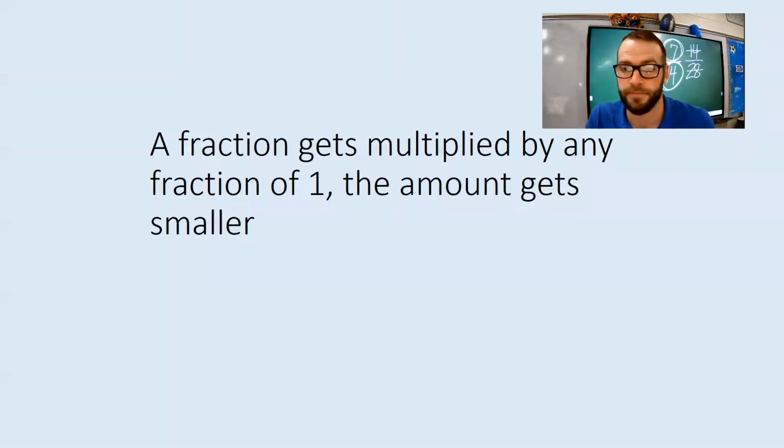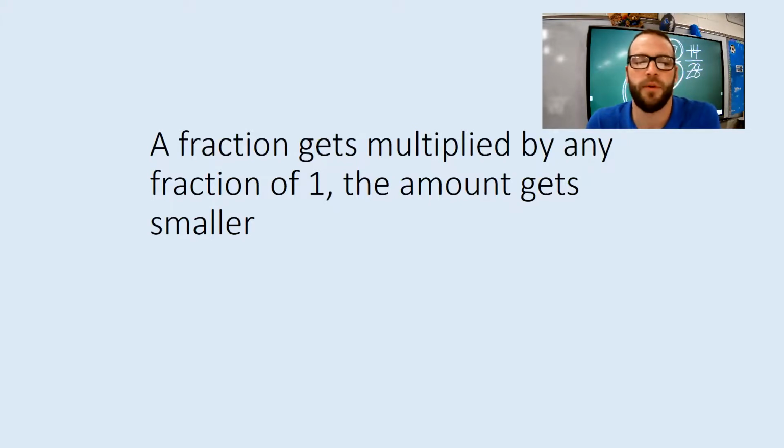Because no matter what I am, no matter what the amount is, it could be barely smaller than 1. It's still, whatever I was, I'm still going to get a tiny bit smaller. Okay? You could be 999 thousandths, which means you're 1/1000th smaller than 1. If you're getting multiplied by that, you're going to shrink barely because you're taking a fraction of what you had. So if a fraction gets multiplied by any fraction of 1, the amounts get smaller.